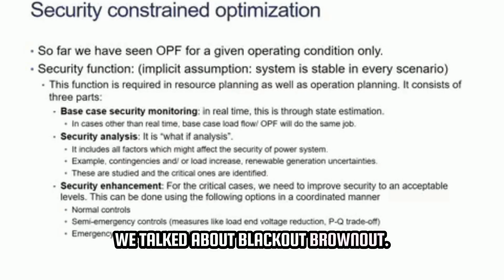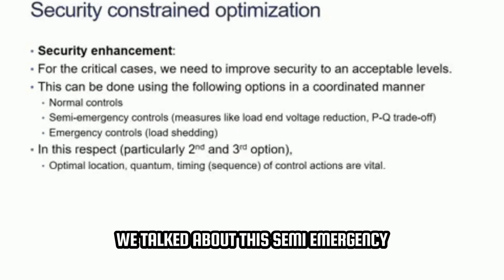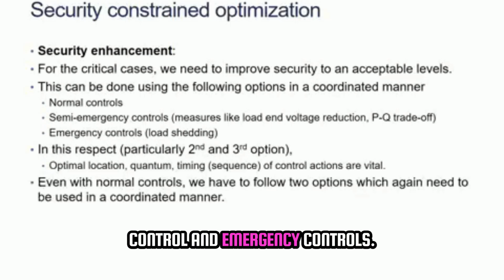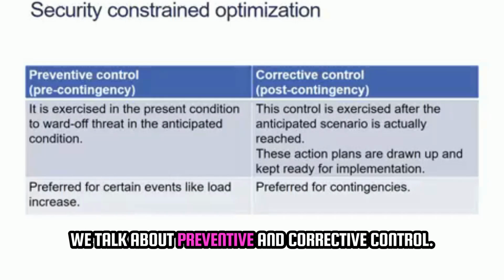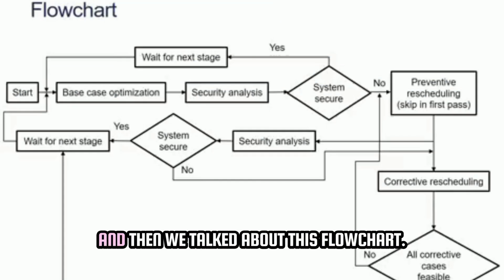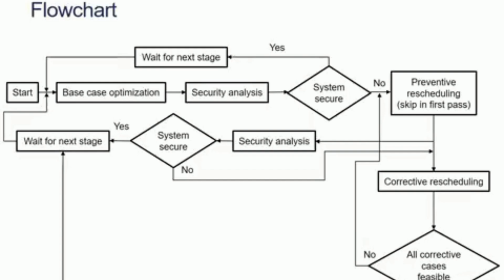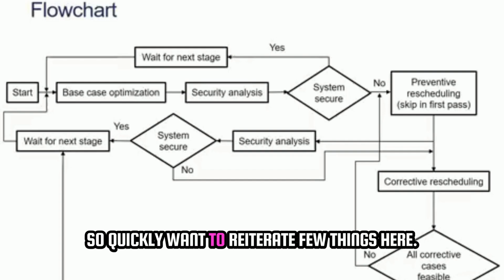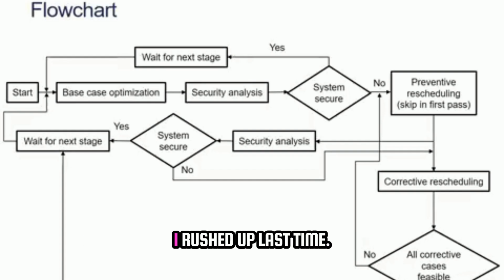We talked about blackout, brownout. We talked about semi-emergency control and emergency controls. We talked about preventive and corrective control, and then we talked about this flow chart. So I quickly want to reiterate a few things here. I rushed last time.